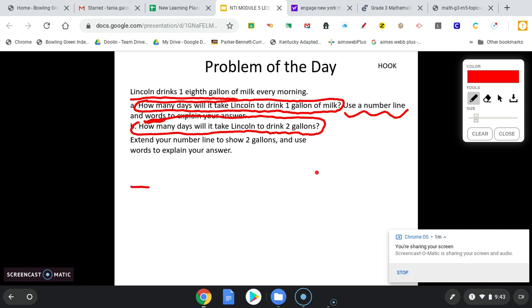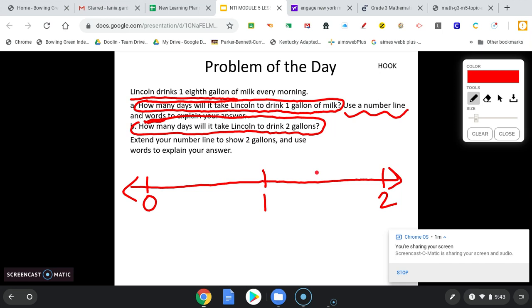So let's draw a number line. And on our number line, we know we're starting with 0 gallons. And we know that he's going to drink up to 2 gallons. So let's put a 2 right there. And the whole number that's missing is 1. Okay, so he drinks 1/8 gallon.